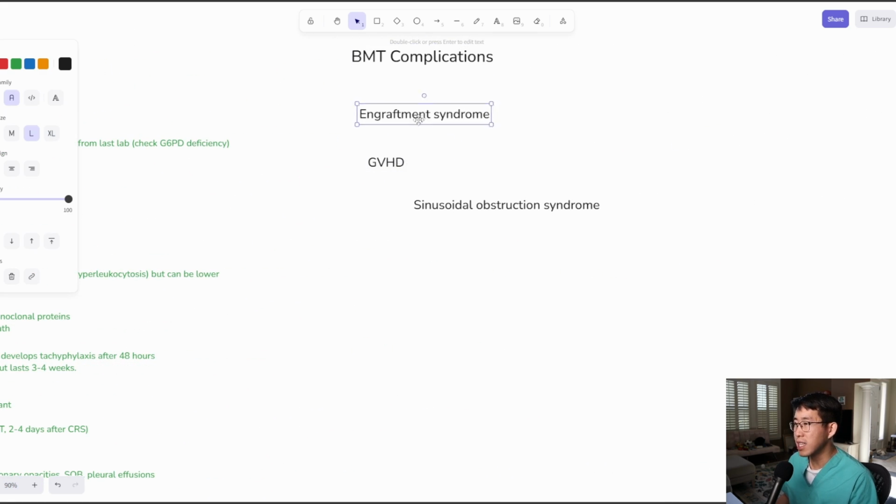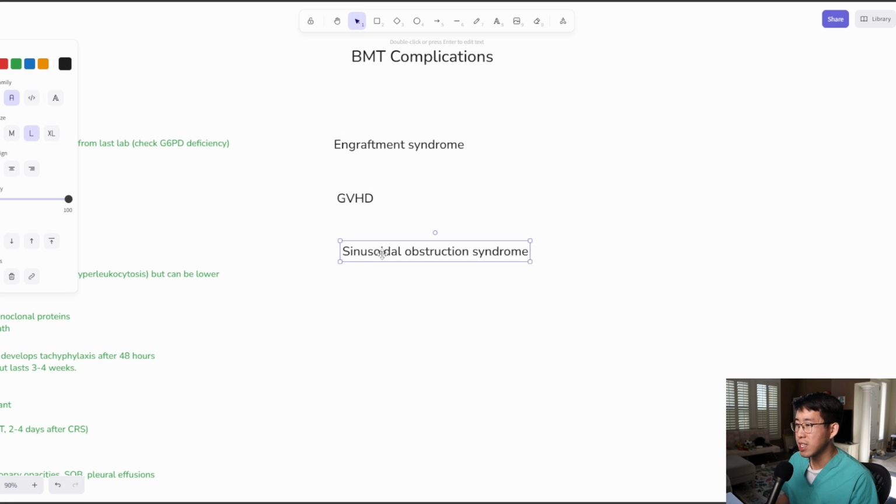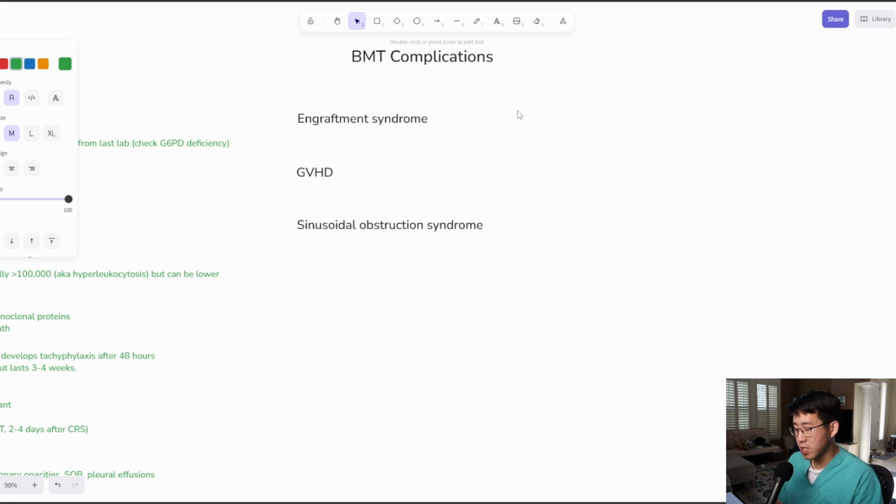Some of the things that we can see with this are engraftment syndrome, graft versus host disease, and something called sinusoidal obstruction syndrome. So what are the things that we want to be on the lookout for in these scenarios? Engraftment syndrome is something that you typically see 9 to 16 days after bone marrow transplantation. The reason it occurs is because you are now starting to create new white blood cells, and for some reason, this reconstitution of the white blood cells causes leaky capillaries, and you get increased capillary permeability.